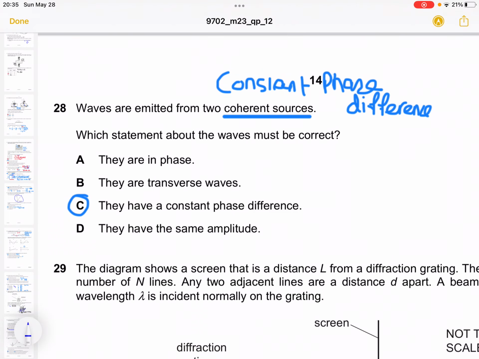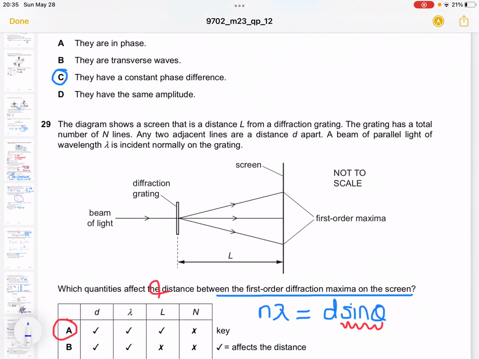Question number 28 says that waves are emitted from two coherent sources. Coherent sources have a constant phase difference. Which statement about the waves must be correct? So they have constant phase difference. C is the appropriate answer.